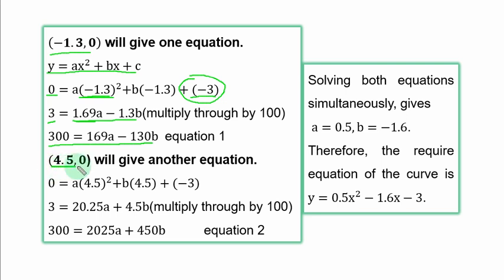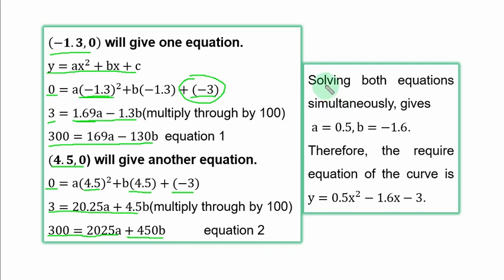The second root is 4.5 against 0. So when y is 0, s is 4.5 in the equation, and c is -3. Simplify further, you have this. You multiply through by 100 to convert the decimal fraction to whole numbers. You have 300 equal to 2025a plus 450b. You label it equation 2.